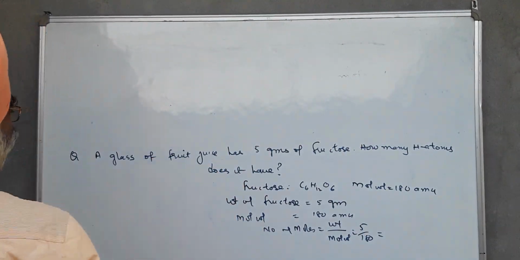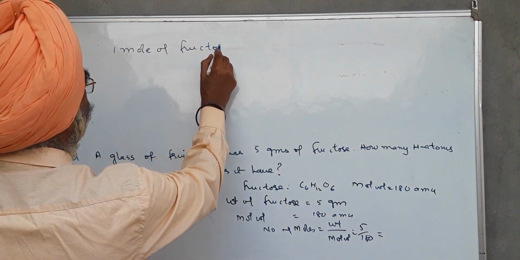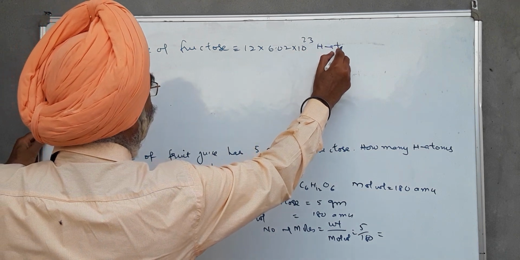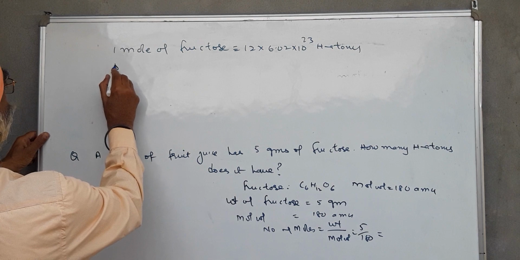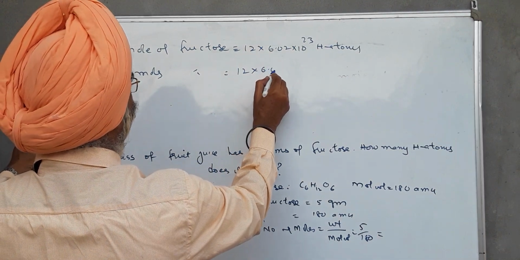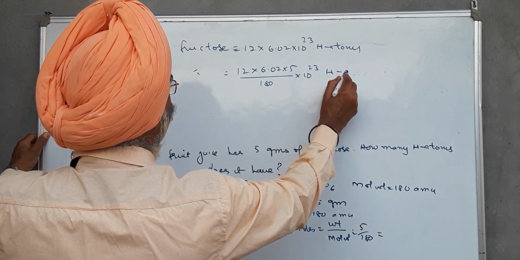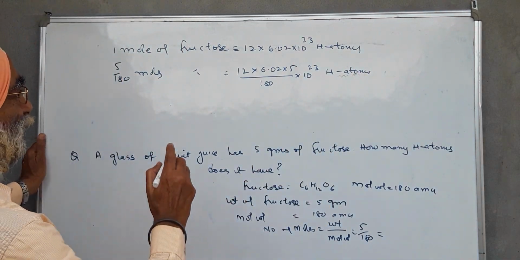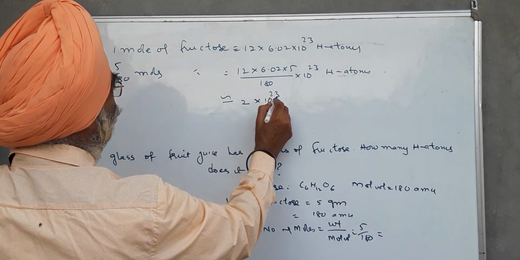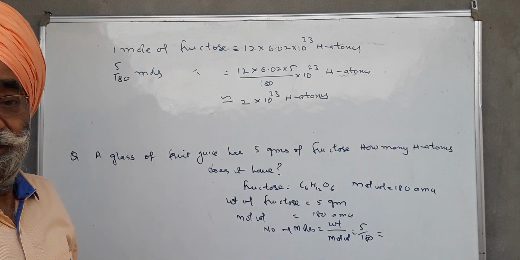Let me write the relation. 1 mole of fructose, 12 into 6.02 into 10 raised to the power 23 hydrogen atoms, 5 over 180 moles, 12 into 6.02 into 5 over 180 into 10 raised to the power 23 hydrogen atoms. This is nearly equal to the value into 10 raised to the power 23 hydrogen atoms approximately. We can use this technique in multiple choice questions.